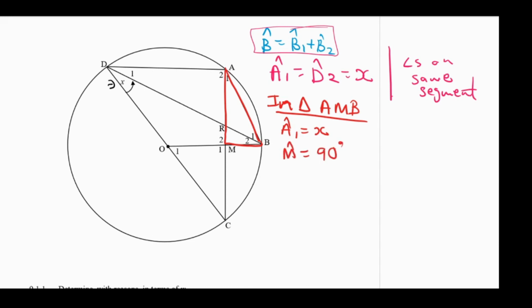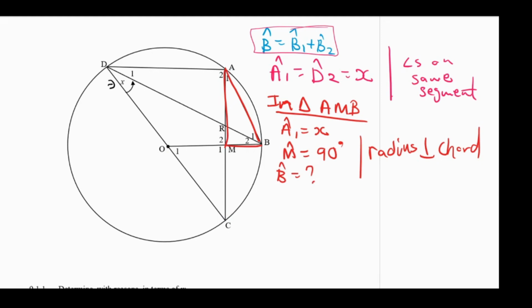Why am I saying it's equal to 90 degrees? It's because this chord here is perpendicular to this radius here. So it's theorem 1. If they're perpendicular, then it's 90 degrees. So that is the reason. You can write it down here: radius perpendicular to chord. And now we can find angle B, which is what is needed.